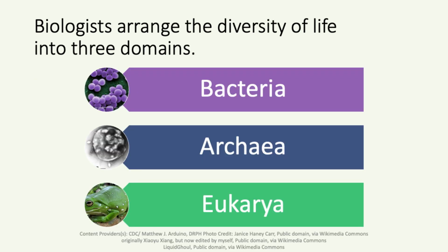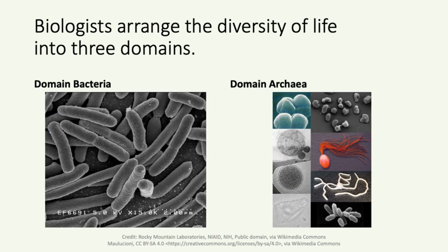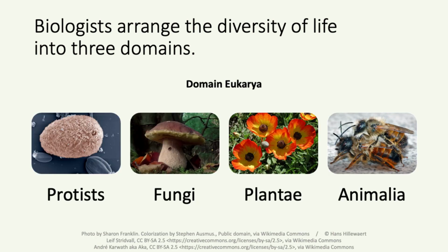Biologists arrange the diversity of life into three domains. Taxonomists name species and classify them into broader groups. Domains bacteria and archaea contain organisms with simple cells. Domain eukarya includes various protists and the kingdoms fungi, plantae, and animalia.